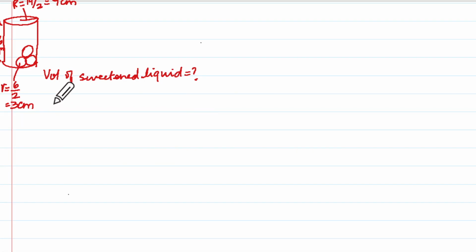So please write separately. What will be the first step? Volume of cylinder. What is the volume of a cylinder? Pi r square h. Remember, area of cross section multiplied by the height is the volume. So pi r square into h. But this will be capital R.